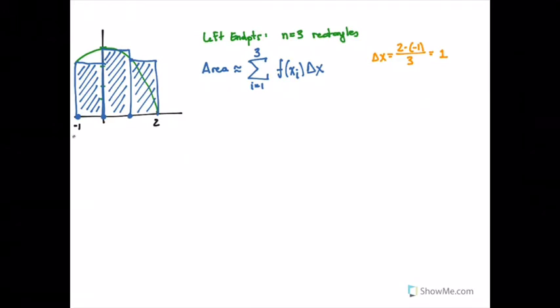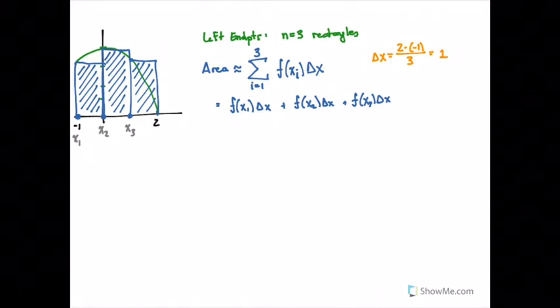And we're thinking about x sub i. We have x sub 1 is there, x sub 2 is there, x sub 3 is there. So this is going to be f of x sub 1 times delta x plus f of x sub 2 times delta x plus f of x sub 3 times delta x. That's actually the exact same for the right endpoints. It's just that the x sub i represents different values.